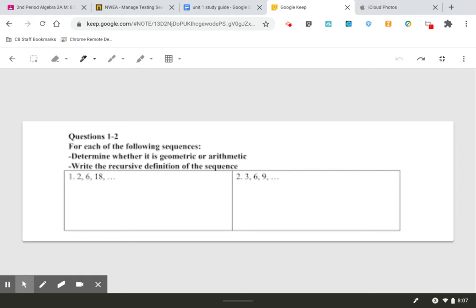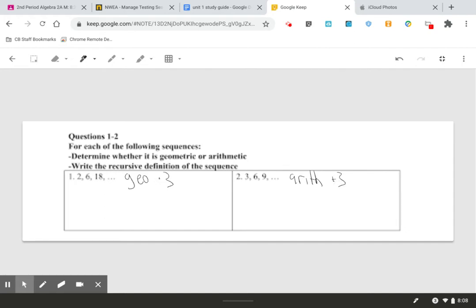So questions 1 and 2, for each of the following sequences, determine whether it is geometric or arithmetic, and then write the recursive definition of the sequence. So let's first identify what type of sequences we have. For number 1 here, it looks like we go from 2 to 6 to 18. That looks like a geometric sequence to me because we are multiplying by 3. Whereas number 2 is an arithmetic sequence because we are adding 3 each time.